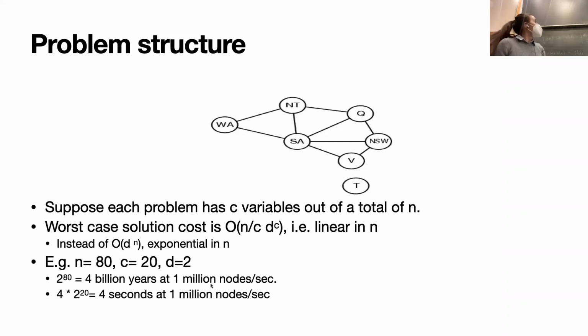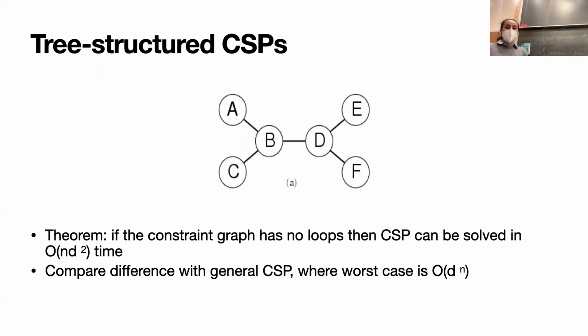Right. But if we actually split this into subproblems, then we get 4 seconds at 1 million nodes per second. That's a huge speedup, right? So a lot of times thinking about this type of problem structure can really, really help. Okay. So there's a whole other class of things that we can look for.